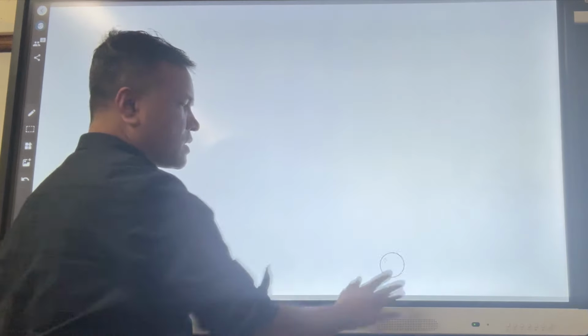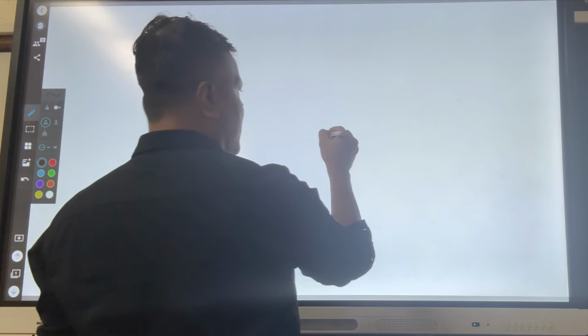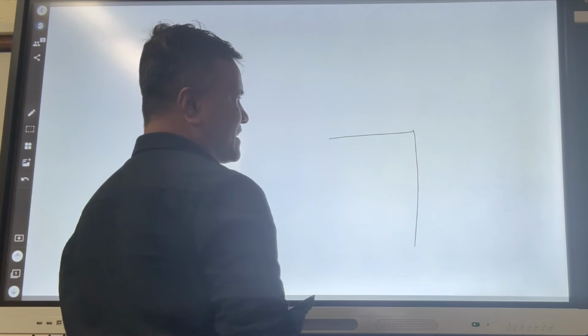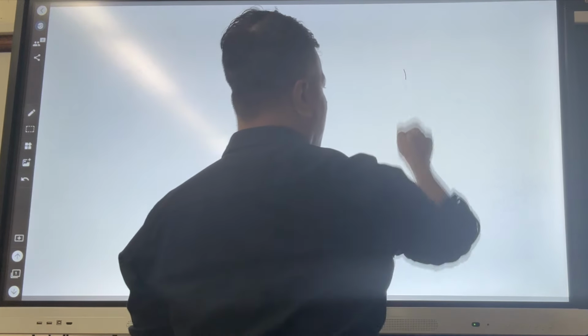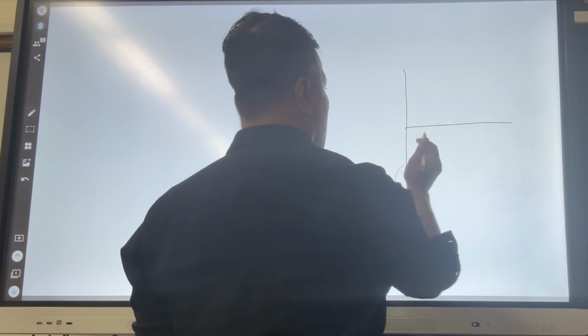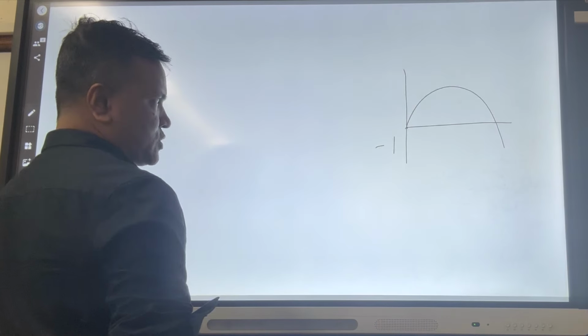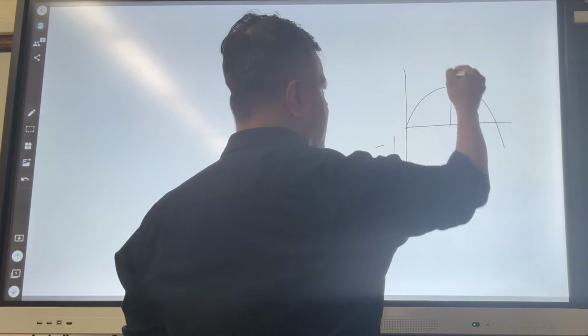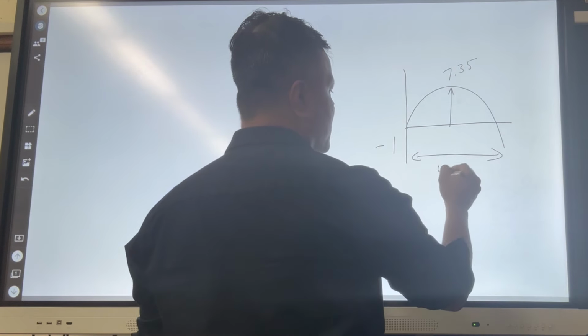Let's do something called angle projectile, okay? So when we do angle projectile, what do you do? You flick a football, and you flick the football 1 meter above the ground, so something like that. You measure this height. Height is 7.35, and you measure the range is, I don't know, 40.5.